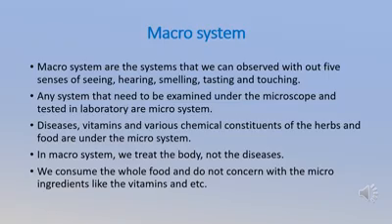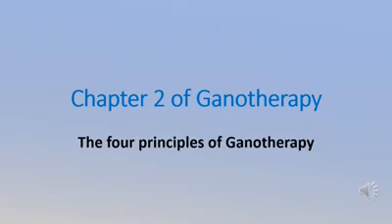So in the macro system, we treat the body and we never treat the disease. We consume the whole food. We are not concerned with the micro ingredients, like the vitamins and so on, inside the food. So now we come to chapter 2 of Ganotherapy.